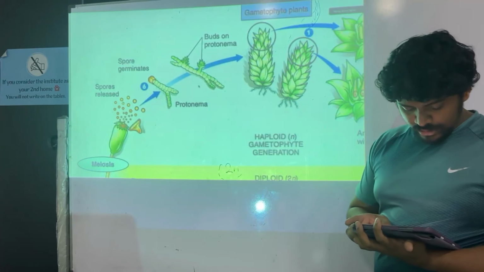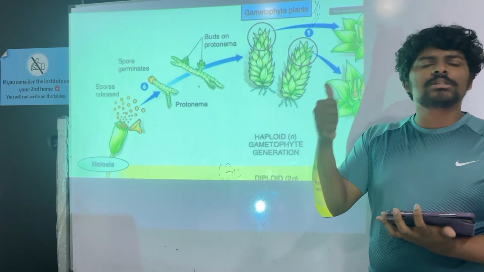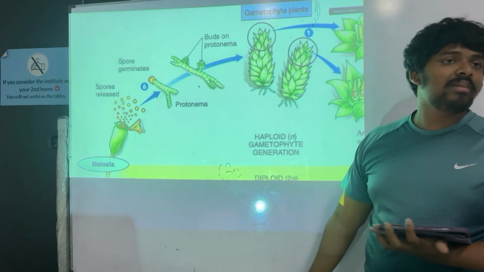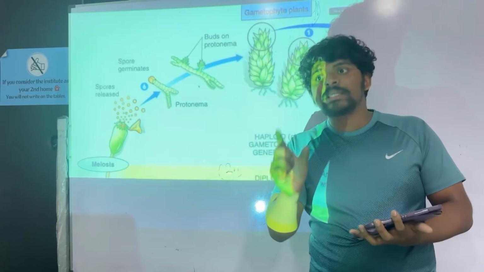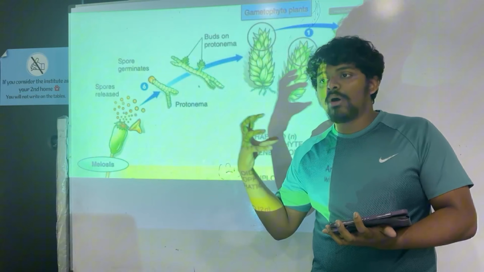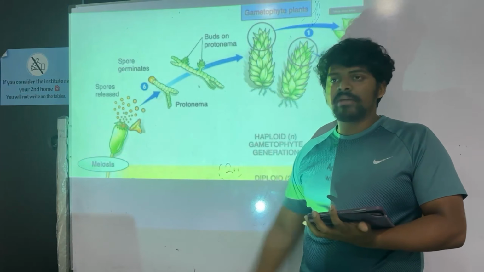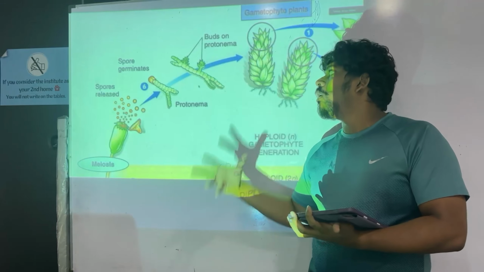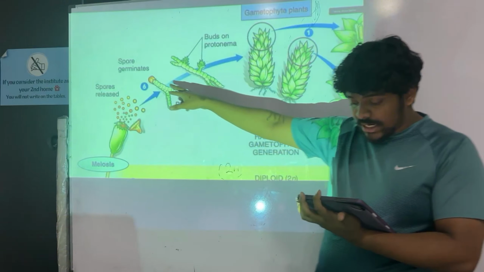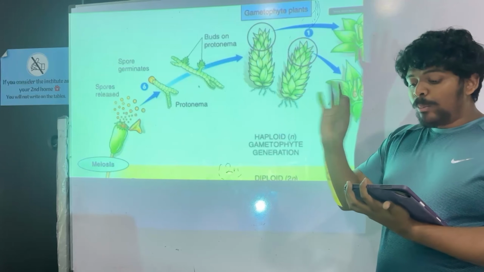Then the spores are dispersed to a favorable habitat like moist soil or the bark of a tree. This has to be in a moist environment. Why? This sperm is using external water for fertilization. So if fertilization has to occur properly, it has to be in a wet environment. Then they will germinate and grow into a green branched filament called protonema.